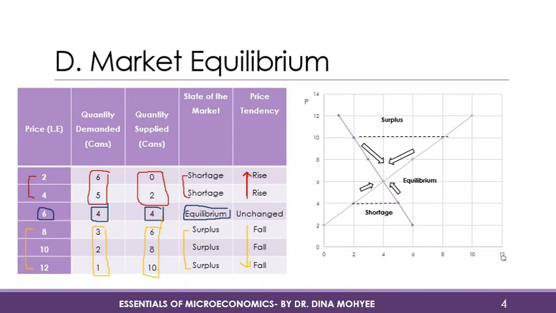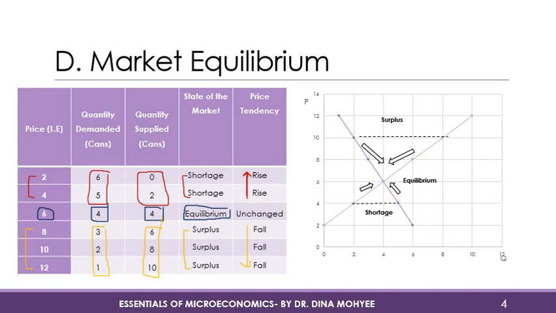As the price falls from 12 to 10, the quantity demanded increases while the quantity supplied decreases. We can find that at the price of 10, there is also a surplus on the market. So the price will tend to decrease further to 8. When the price decreases from 10 to 8, the quantity demanded increases and the quantity supplied decreases. This process continues until we reach equilibrium at the price of 6.